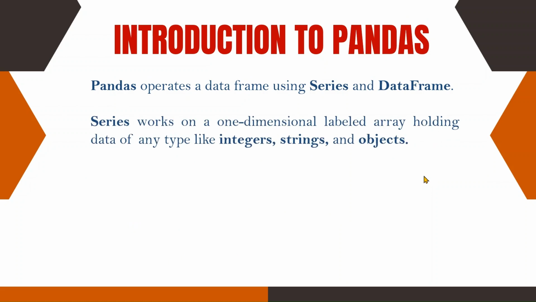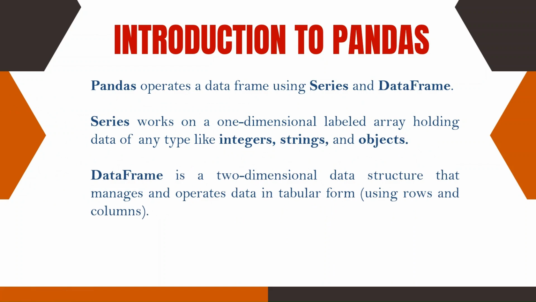Now series works on a one-dimensional labeled array holding data of any type like integers, strings, and objects. So if you take a series, we have one column, and it could hold integers, strings, and objects. Now, the other data structure, called data frame, is a two-dimensional data structure that manages and operates data in a tabular format using rows and columns. So just like a two-dimensional array, we have rows and columns, every column will have some label, and we can store the values into that.